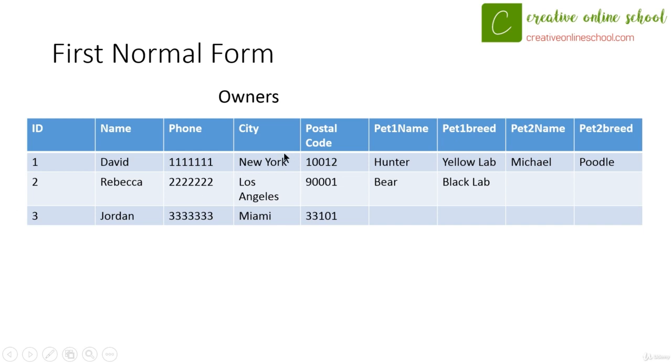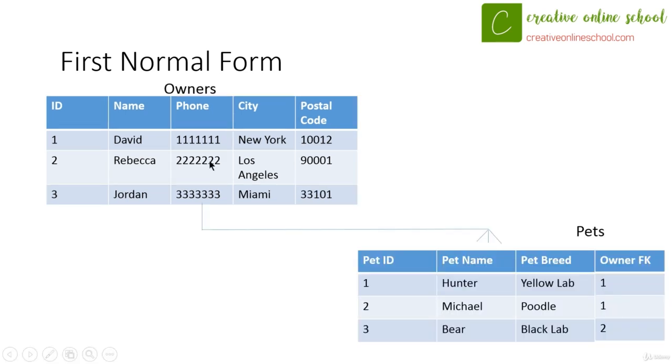So what we're going to do is apply the rule of the first normal form and split this into two tables. Once we split this into two tables, what we have is an owners table and a pets table. We have the ID, name, phone, city, and postal code in the owners table because all of that relates to the owner. And then we have the pet ID, pet name, pet breed, and finally the owner foreign key inside of the pets table.